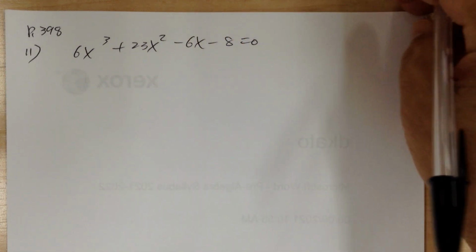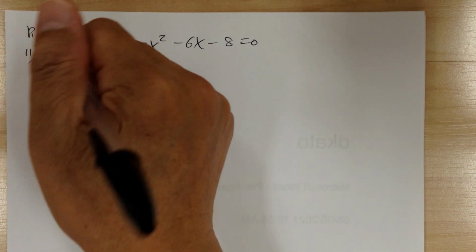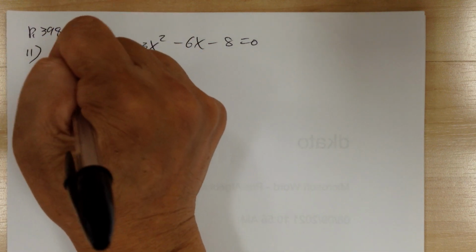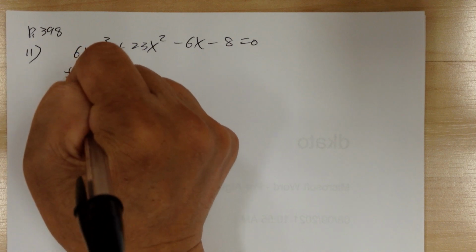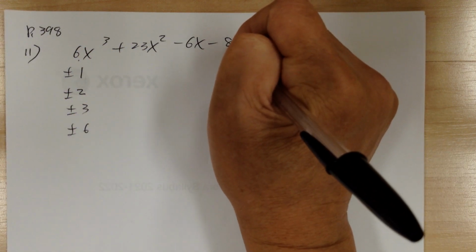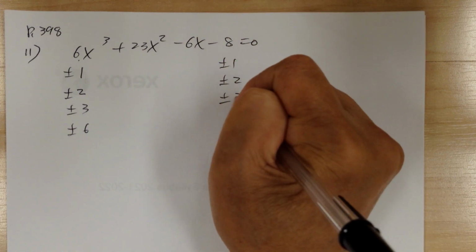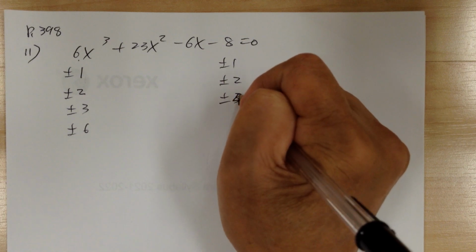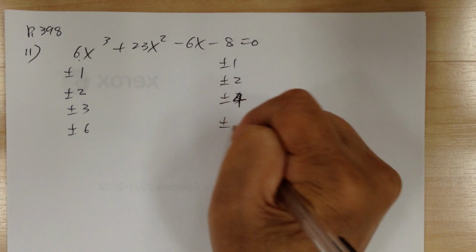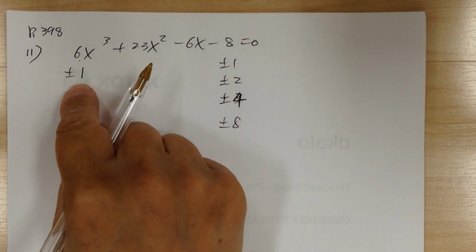First let's list the possibilities. The factors of 6 would be plus or minus 1, plus or minus 2, plus or minus 3, plus or minus 6. The factors of 8 would be plus or minus 1, plus or minus 2, plus or minus 3, plus or minus 4, and plus or minus 8. Then you have to use this divided by this.